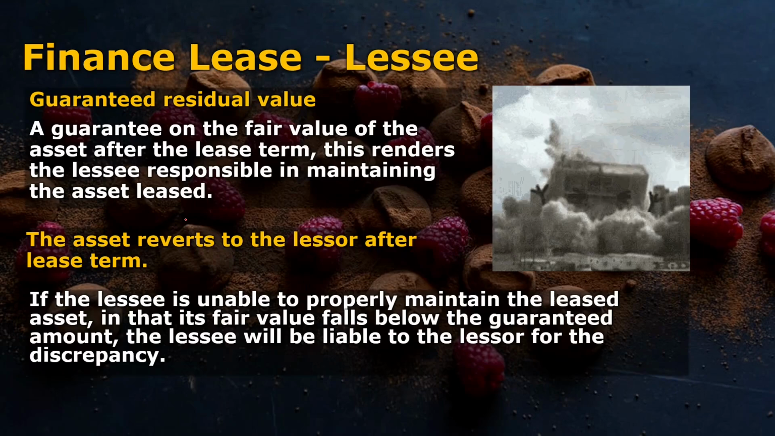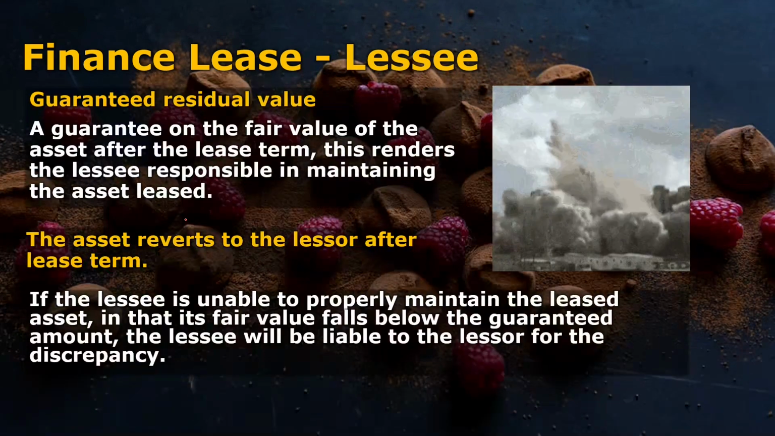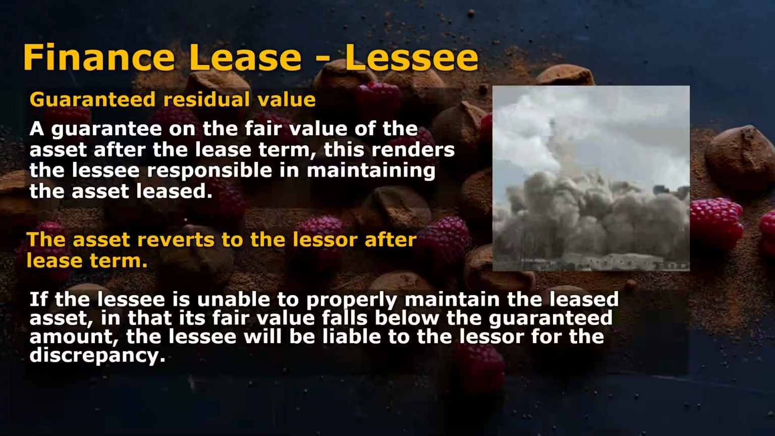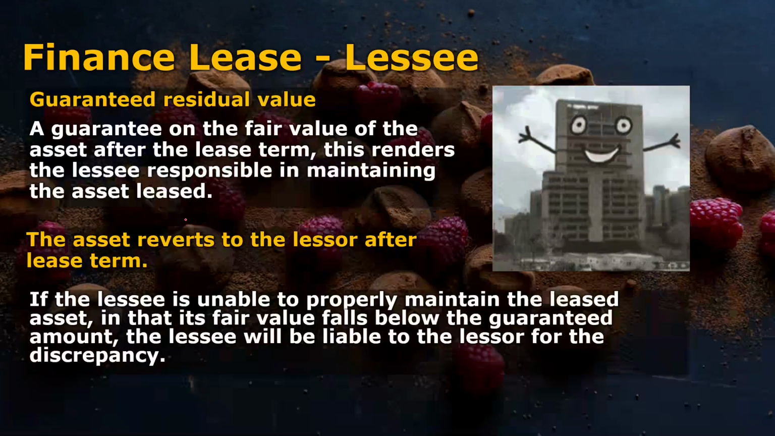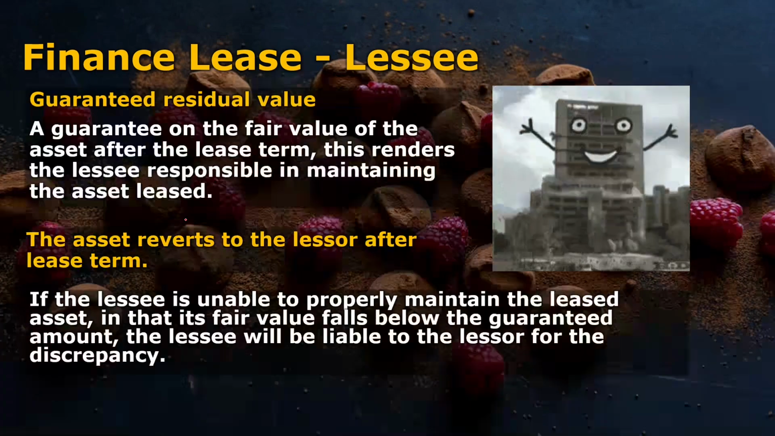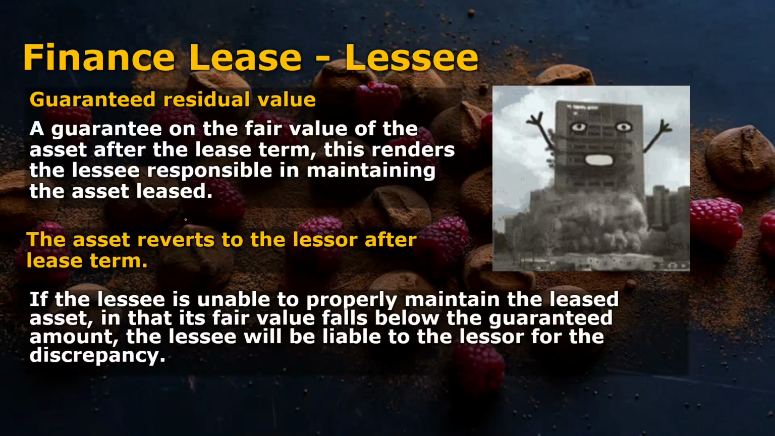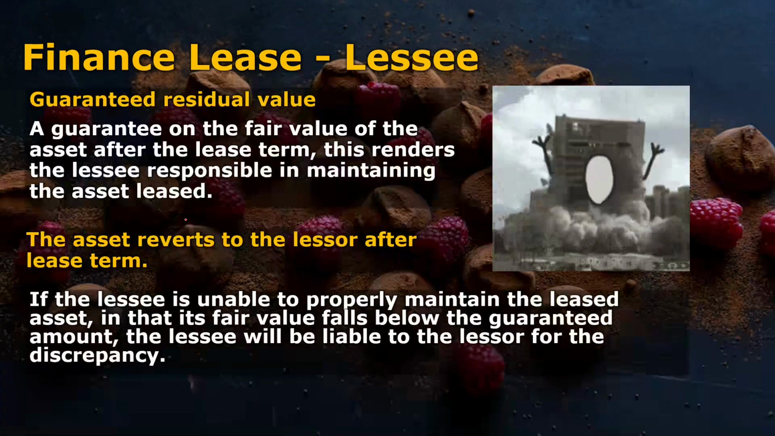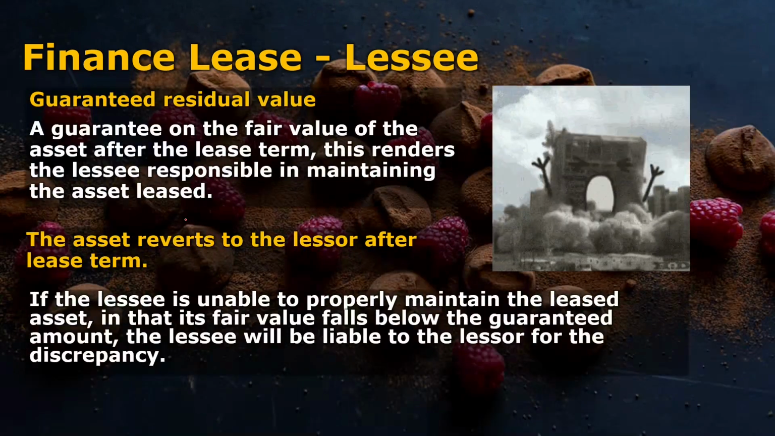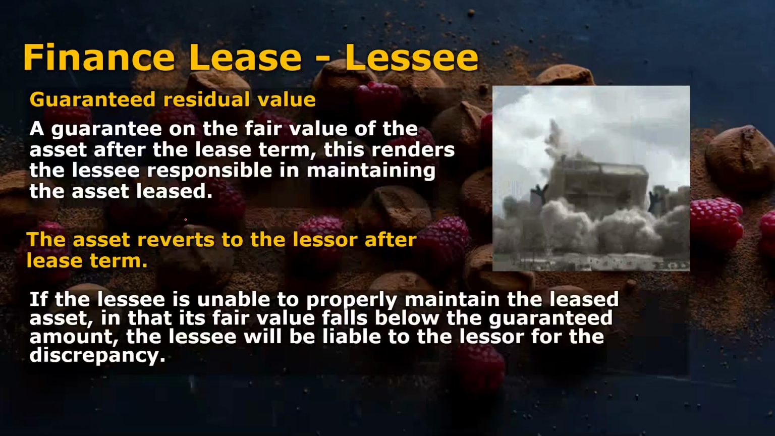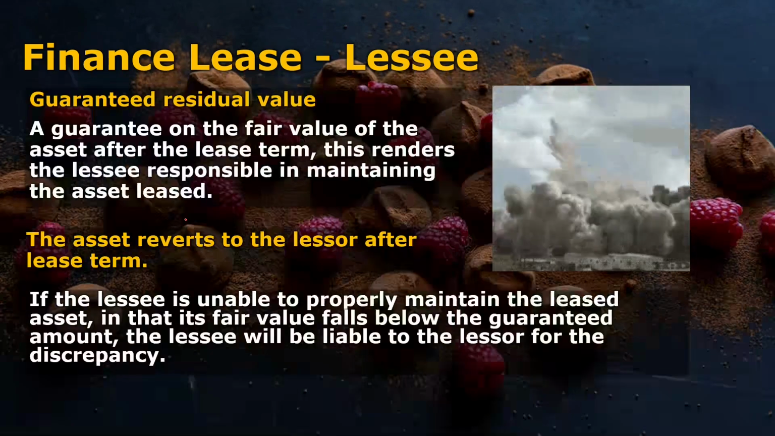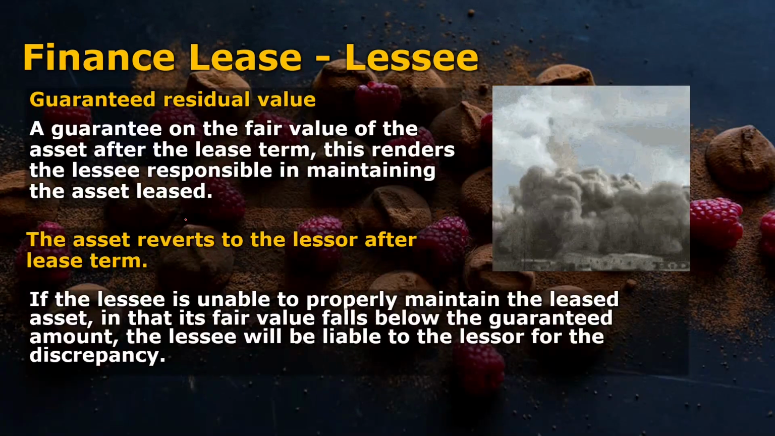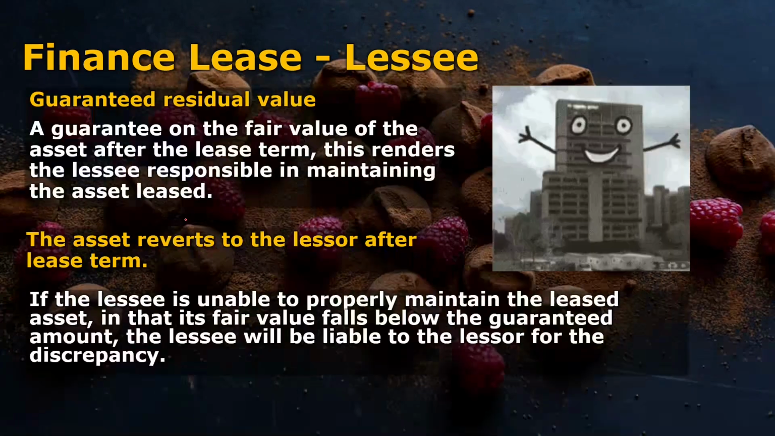Now, what if at the end of the lease term, pina-appraise ni lessor yung asset sa isang independent appraiser? Then it was found out na ang fair value na lang ng asset is 300,000. Ano mangyayari dito? Nag-promise si lessee ng 500,000 pero at the end ang value 300,000 na lang. The lessee will be made to answer the discrepancy of 200,000 by means of a settlement payment, or it can be in the form of assets. More commonly, it can be in the form of cash payment. So babayaran niya yung missing na 200,000.